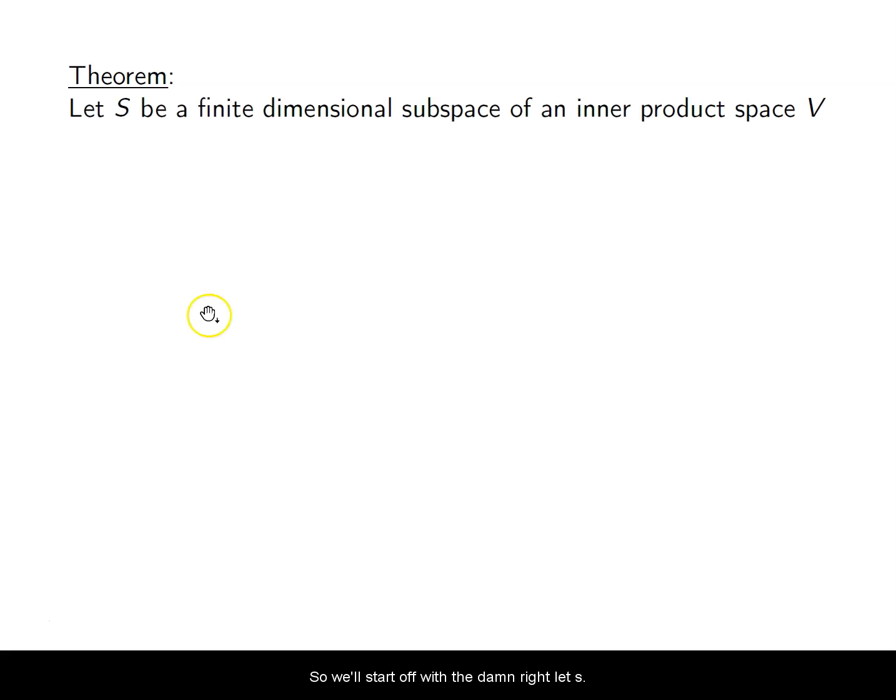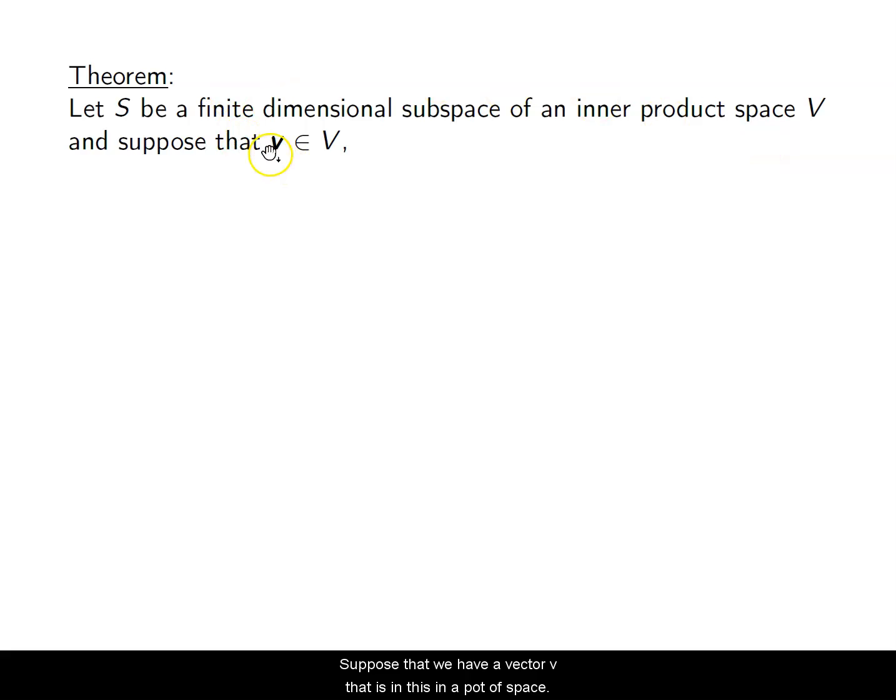So let's start off with the theorem, all right? Let S, capital S here, be a finite dimensional subspace. So it has a dimension of M or N, right? It's not an infinite subspace of an inner product space V. So remember, inner product space means that V is a vector space that has a defined inner product, okay? And the inner product satisfies the 5 conditions that we had for an inner product space, right?